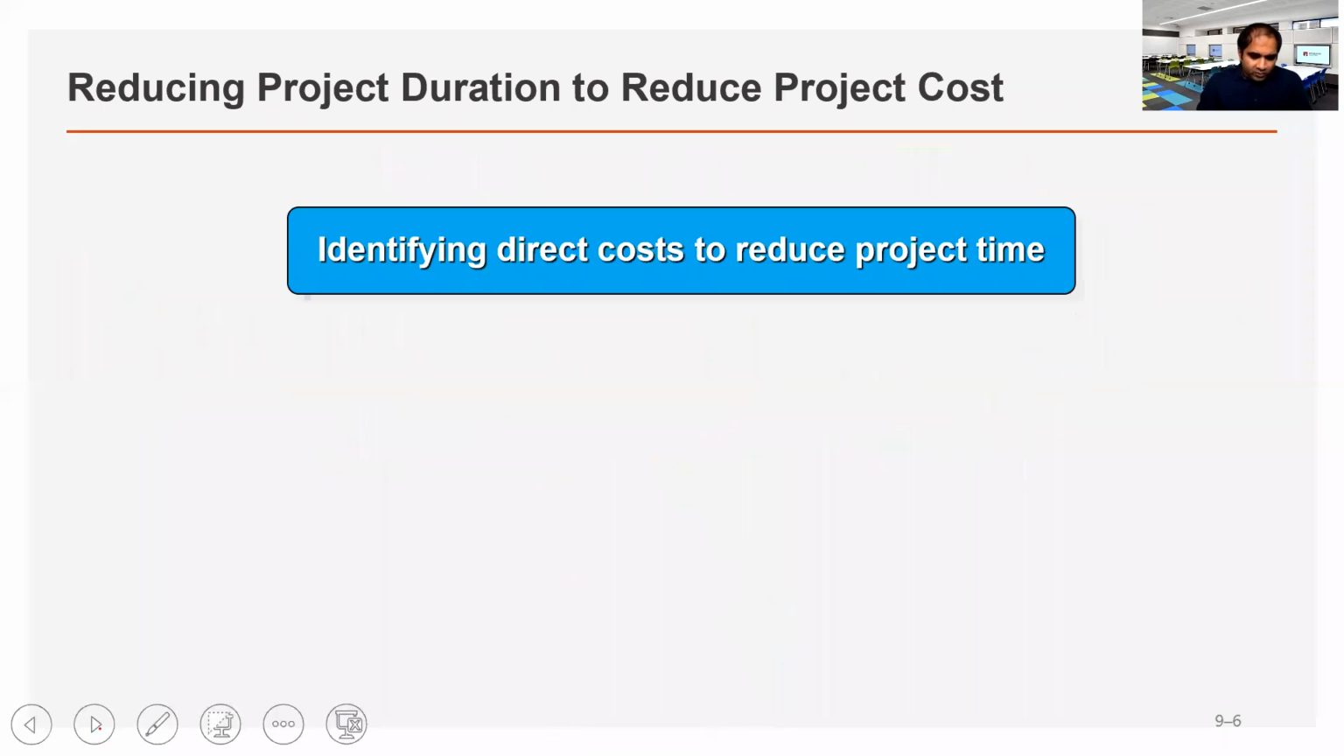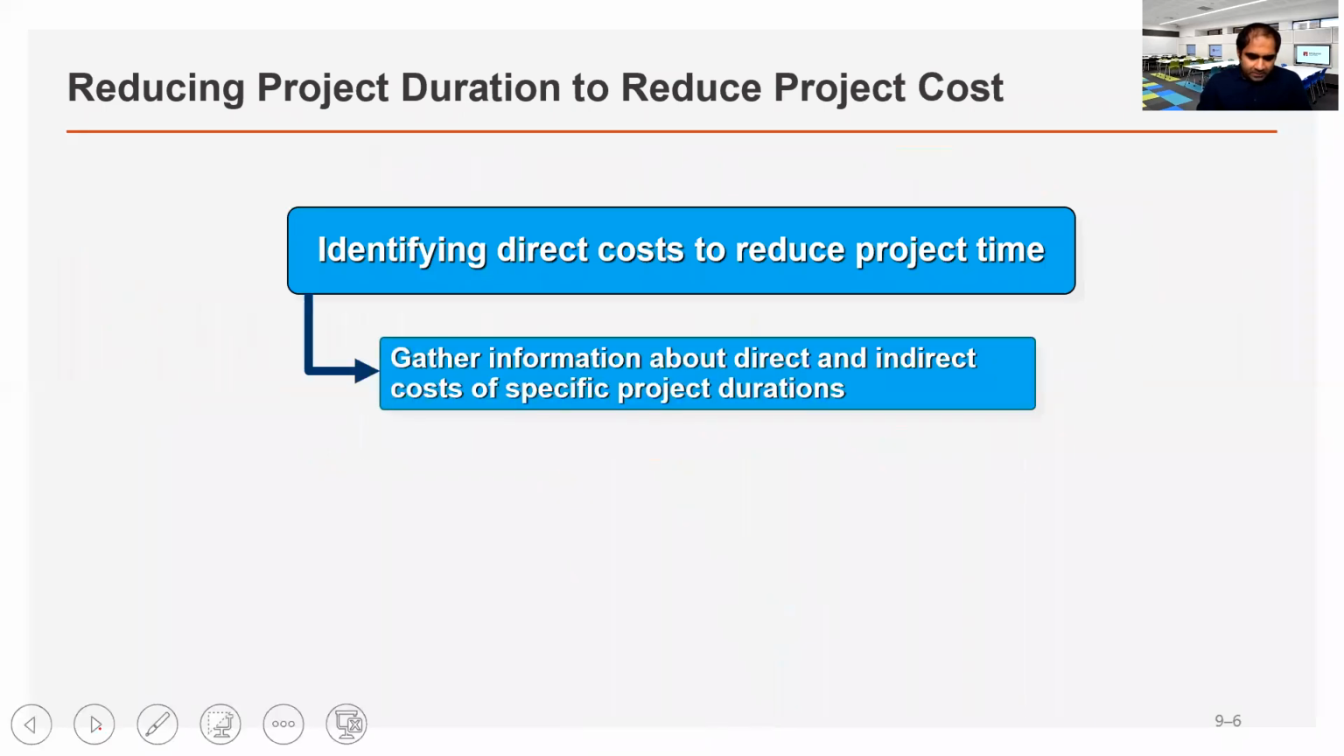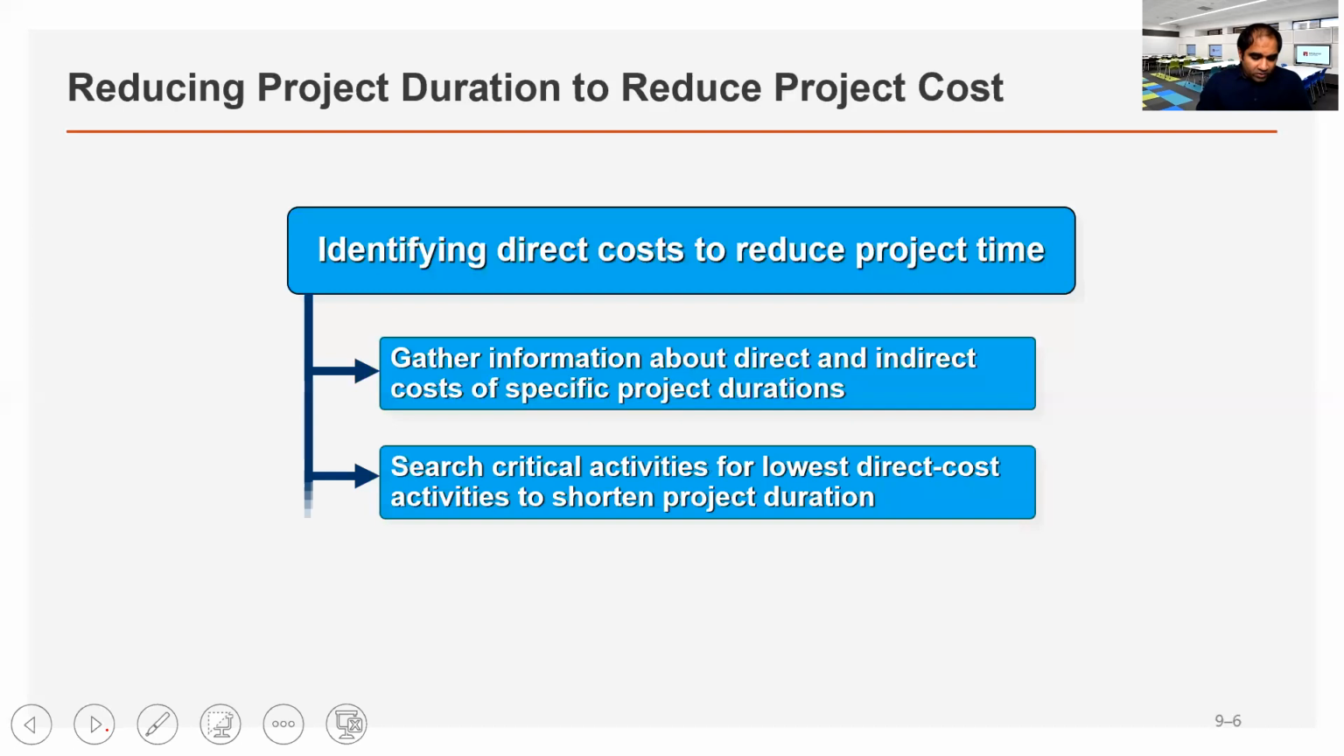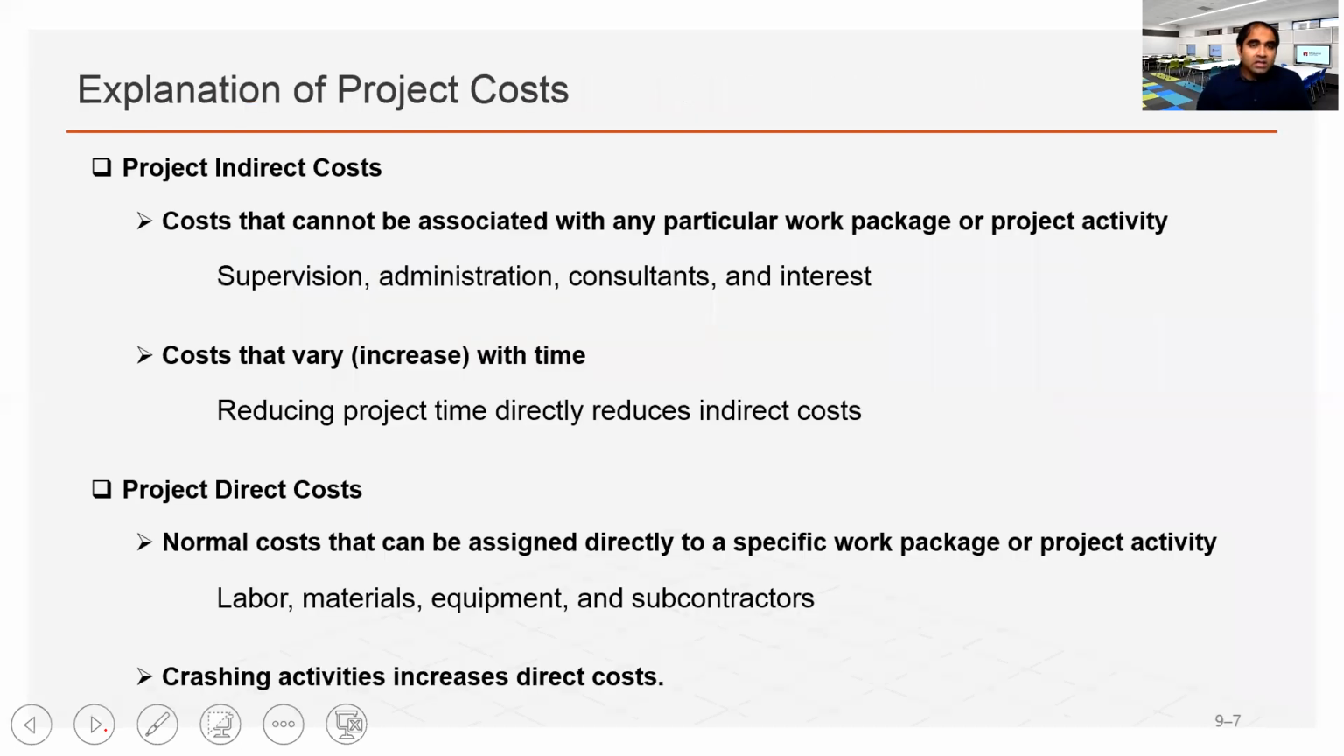Now these are some factual information. Identifying direct cost to reduce the project time. There are two types of cost involved in any project. First one is any project related indirect cost. That includes supervision, administration, consultant, and interest.